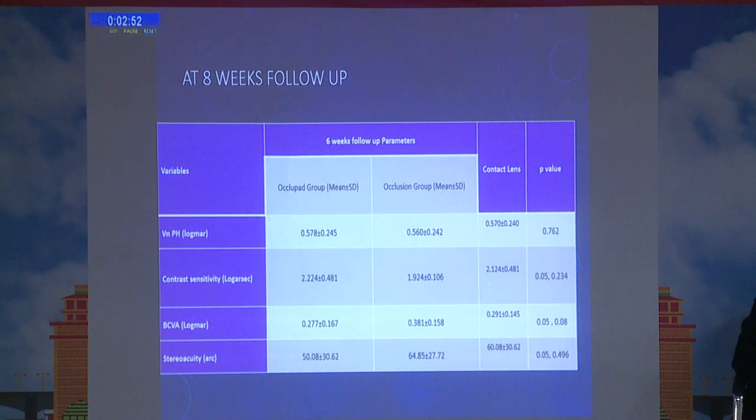At the 8-week follow-up, the contrast sensitivity increased to 2.24 with a significant p-value of 0.05 in the OccluTab group, and to 2.124 in the contact lens group also, but there was no significant p-value difference as compared to the control arm. The best corrected visual acuity also improved better in the OccluTab group as compared to the occlusion group. And stereo acuity also increased as compared to baseline, and it was better with a significant p-value of 0.05 as compared to the control arm.